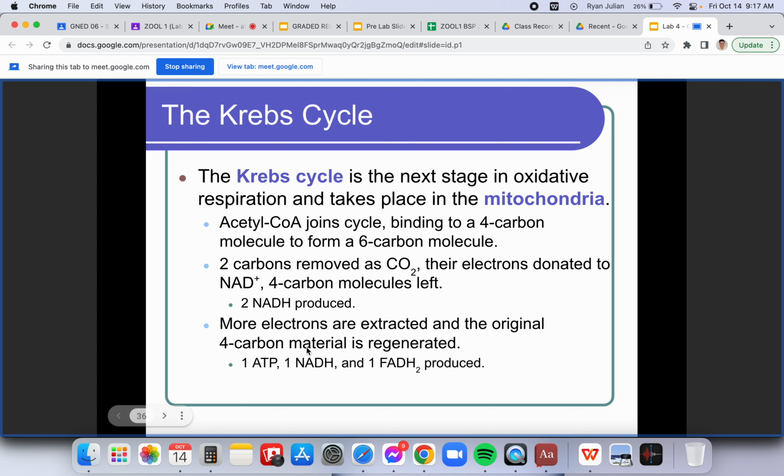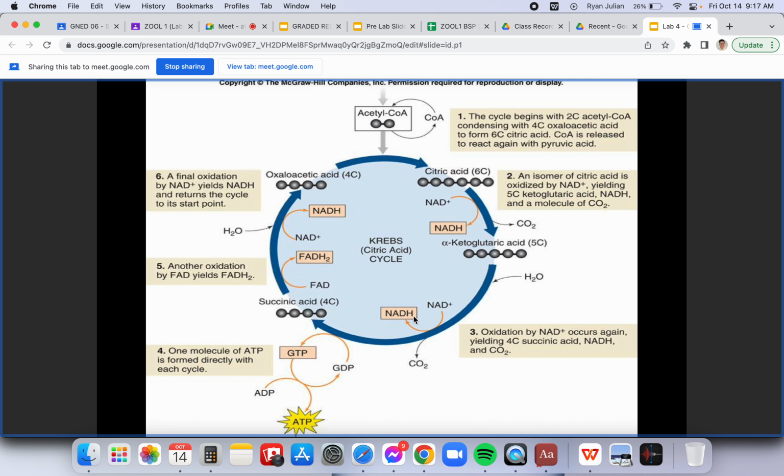More electrons are extracted, and the original 4-carbon material is regenerated, yielding 1 ATP, 1 NADH, and 1 FADH2. And for the simplified process of the Krebs cycle, kindly refer to this illustration that we have here. The first step here is that the cycle begins with 2C acetyl-CoA, which is shown on this portion, condensing with 4C oxaloacetic acid and forming 6C citric acid.